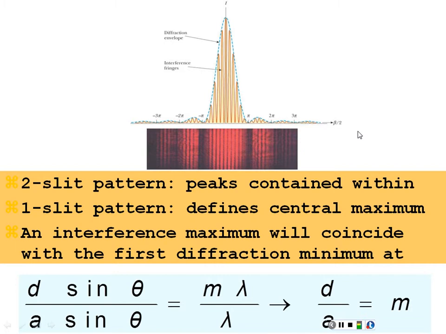Our interference maximum will coincide with the first diffraction minimum when d sine theta over a sine theta is equal to m lambda over lambda. This will be the first minimum for the diffraction pattern, hence the number in front of the lambda in the denominator here will be 1, and we'll have m lambda over lambda. In other words, when d over a is equal to an integer m, that will correspond to the mth maximum of the double slit pattern that intersects with the first minimum of the single slit diffraction.